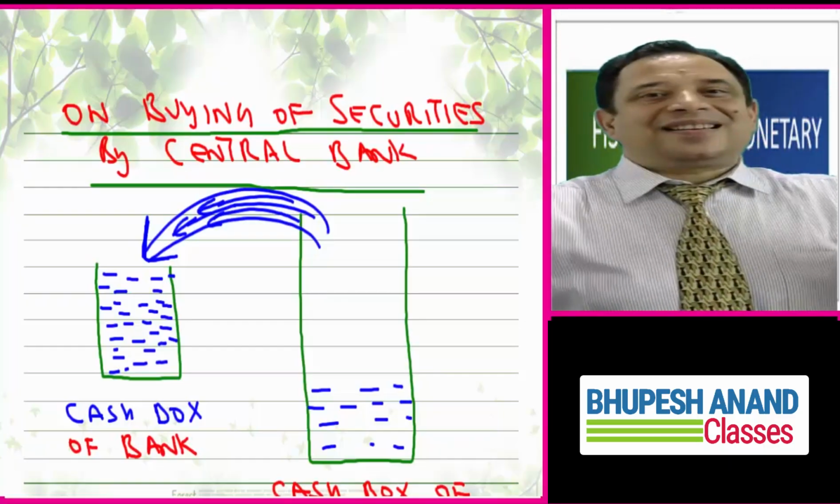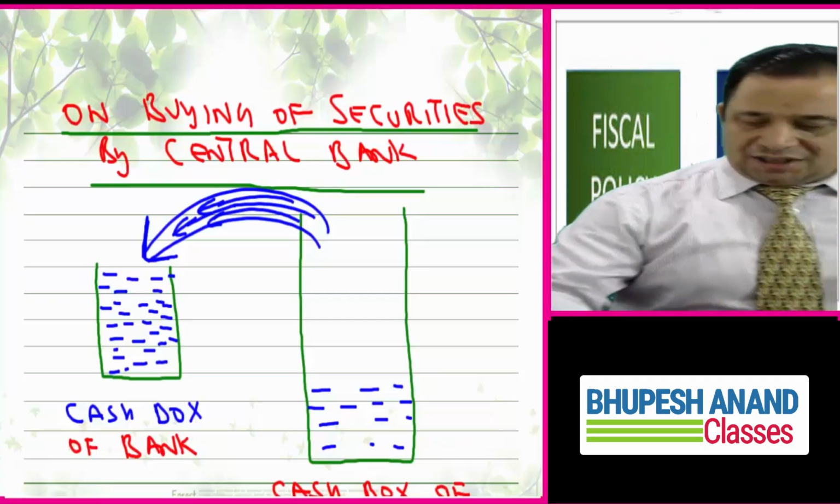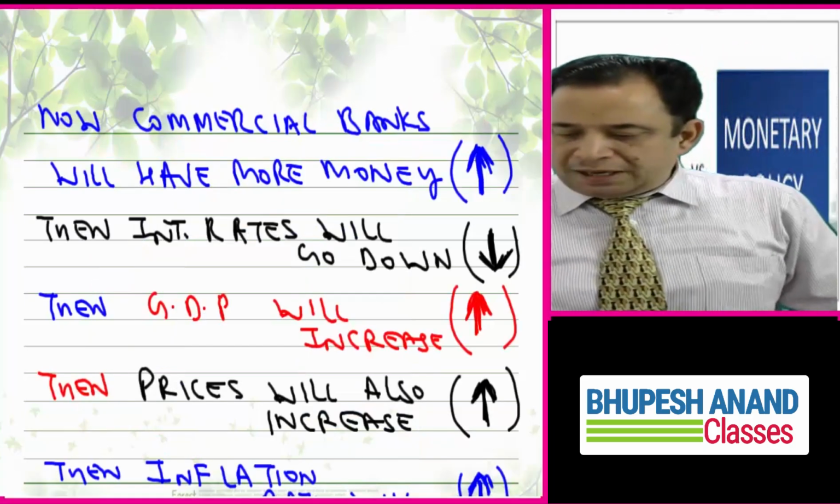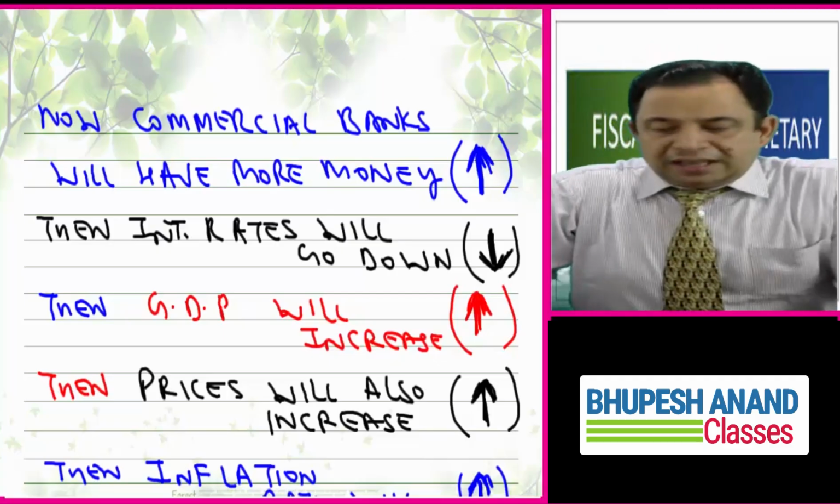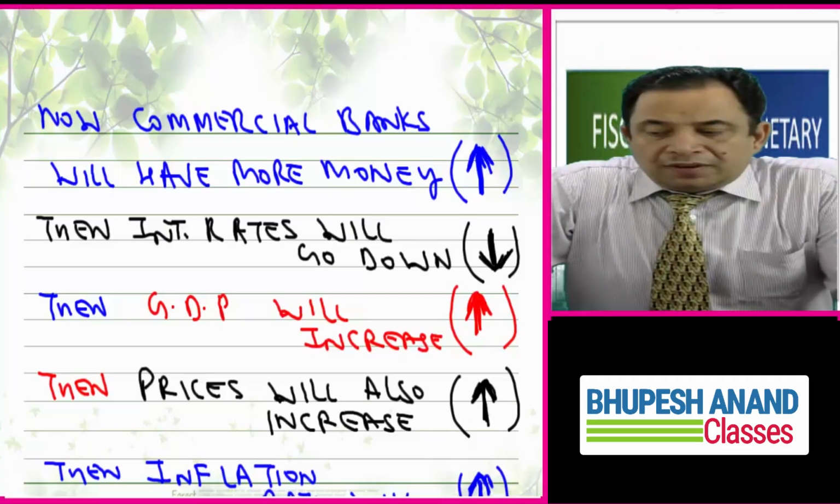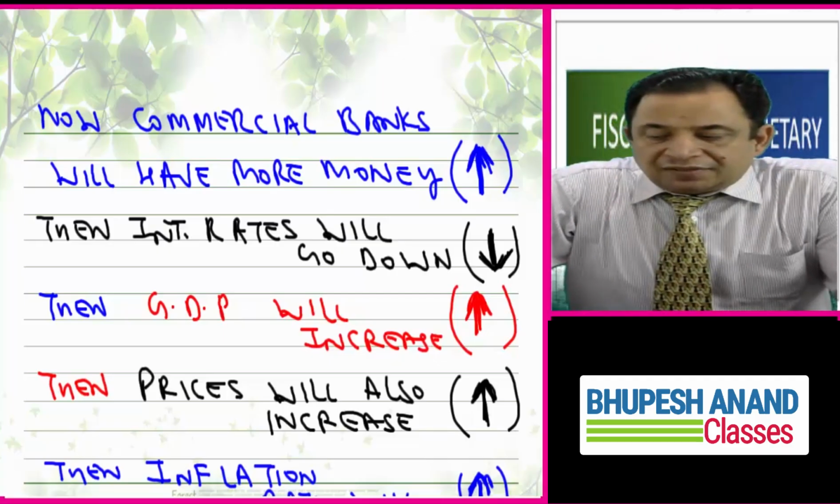ultimately inflation will increase. So this is a process with the help of which we can minimize or maximize the inflation rate. The commercial bank will have more money, the interest rate will go down, GDP will increase, prices will increase, and the inflation rate will increase.